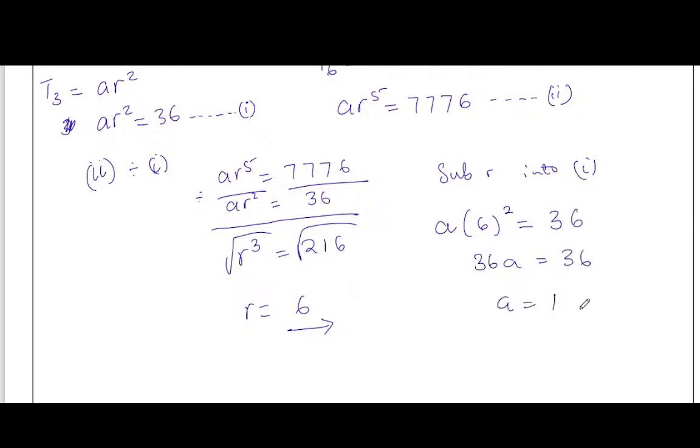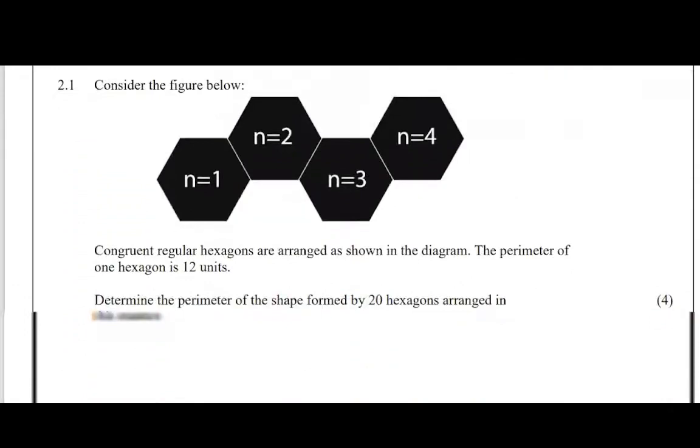So the first term of this geometric series is a 1, and then the common ratio will be a 6. Question answered. The next, we have question number 2.